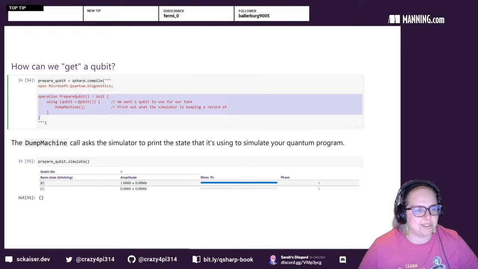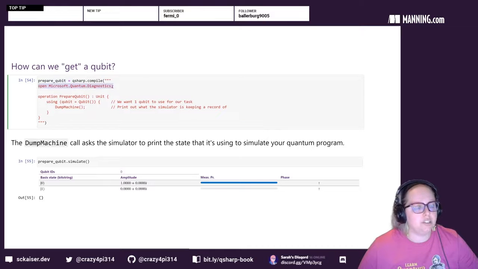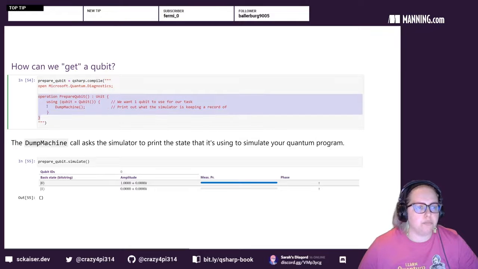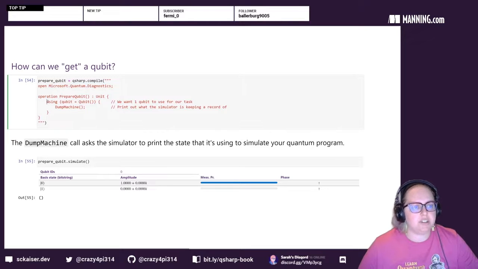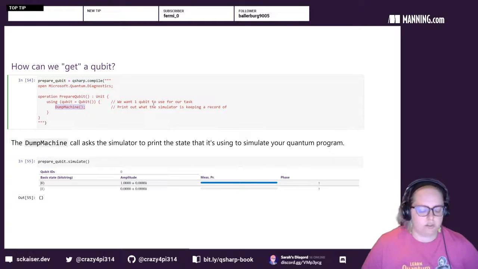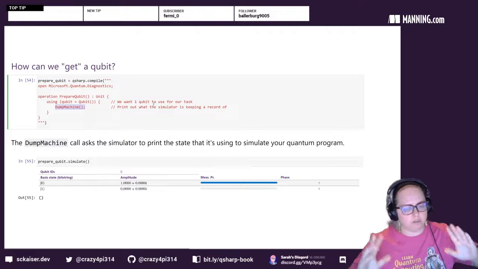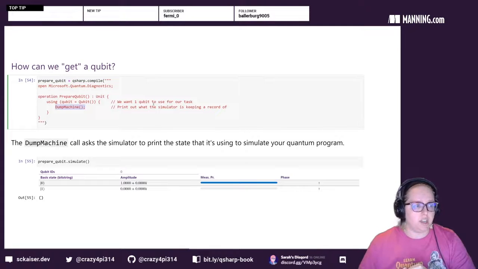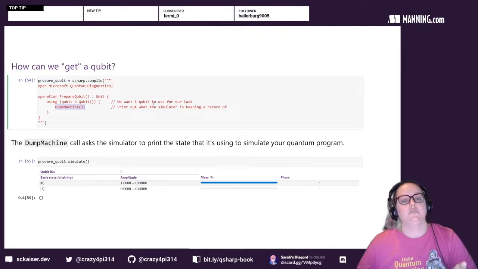What we actually defined in this code snippet, we opened one of the library namespaces called diagnostics, and we defined an operation called PrepareQubit. What's happened is we've asked for a qubit from the runtime, and we're going to use a function from the diagnostics package called DumpMachine, which says this quantum program is going to run on a specific target machine. When we get to this point in the program, I'm going to ask the target machine, please, can we print out everything you know about yourself?